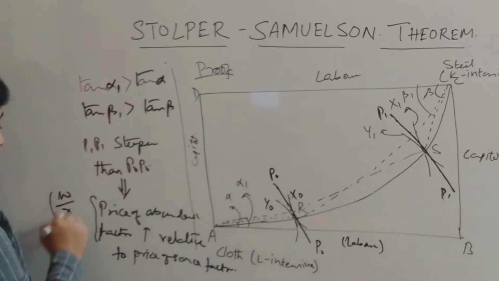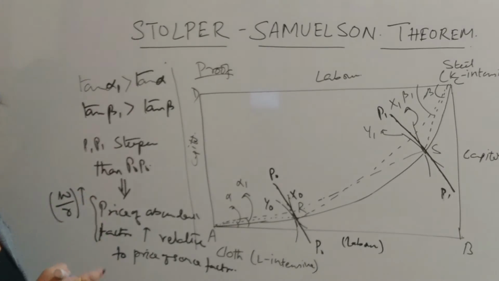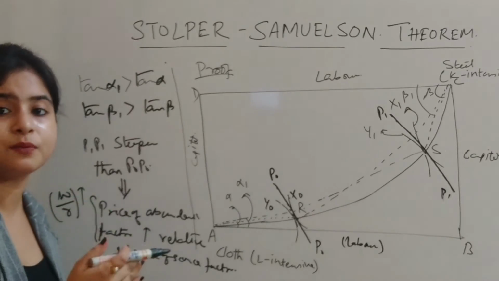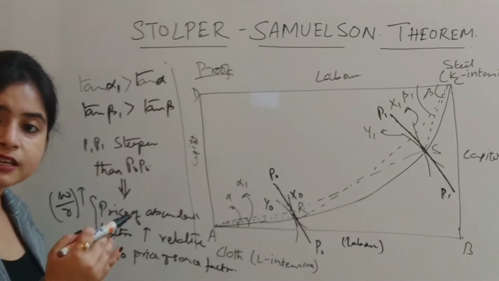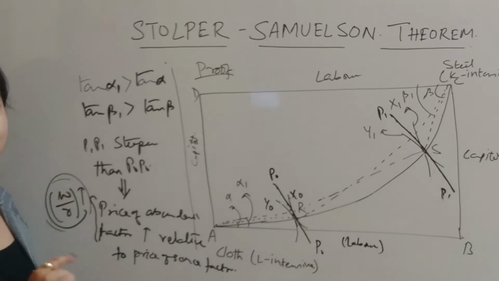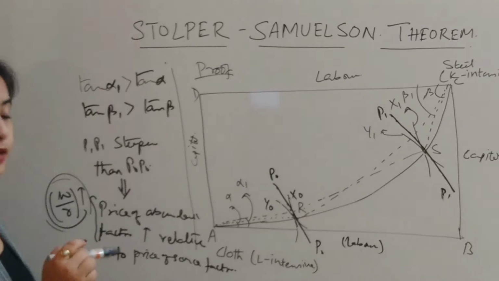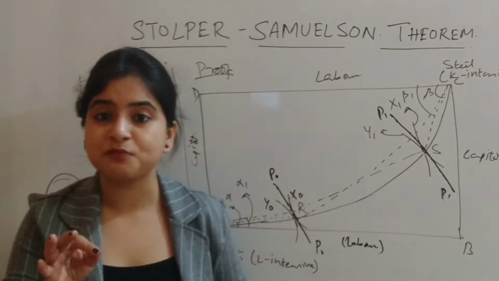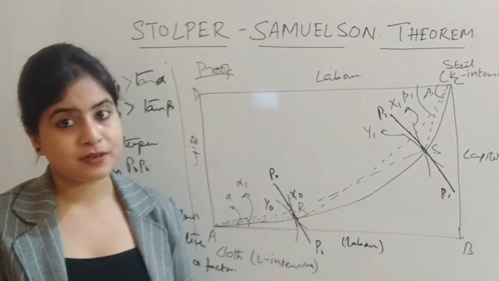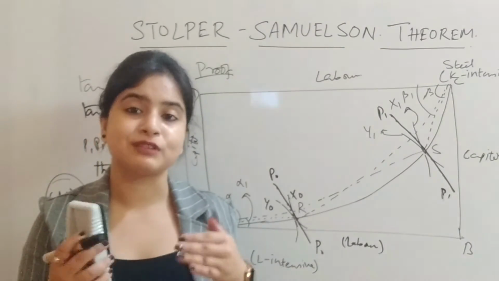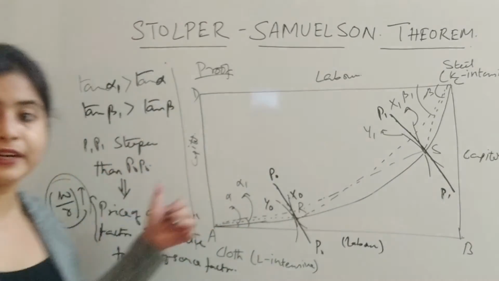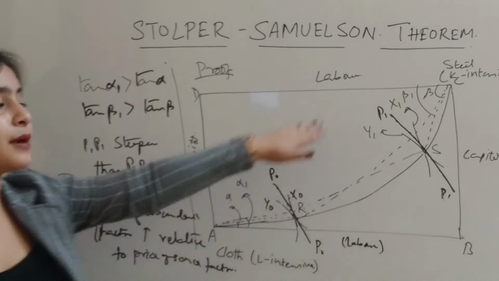So this actually means that W by R is going up, because the price line is becoming steeper. So the price is increasing, and ultimately we are getting that the ratio of the factor prices is also going up. This is the statement that has been established by Stolper and Samuelson, that it also established a relationship between the commodity price ratio and the factor price ratio. So here we have proved it with the help of these price lines.